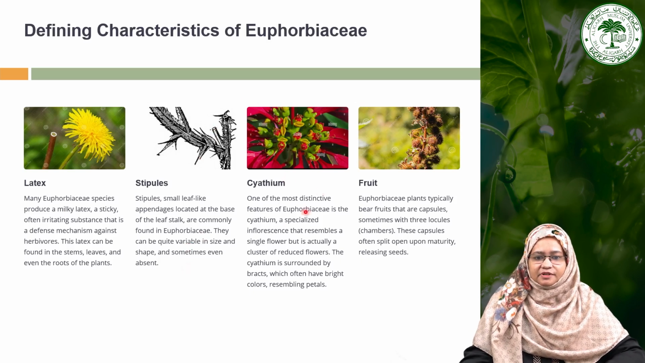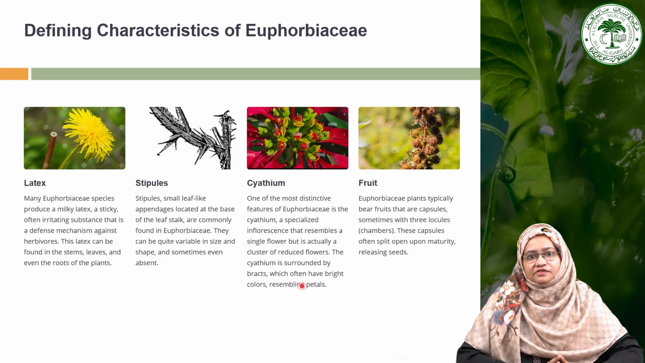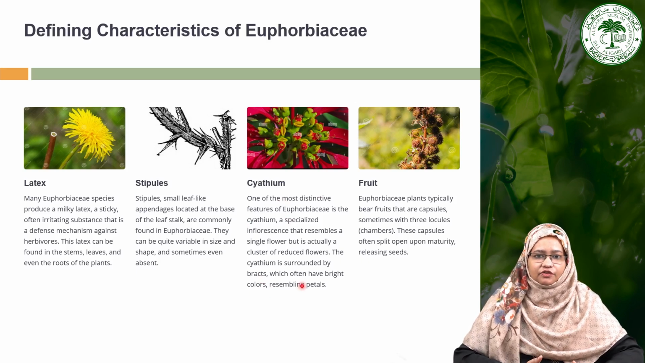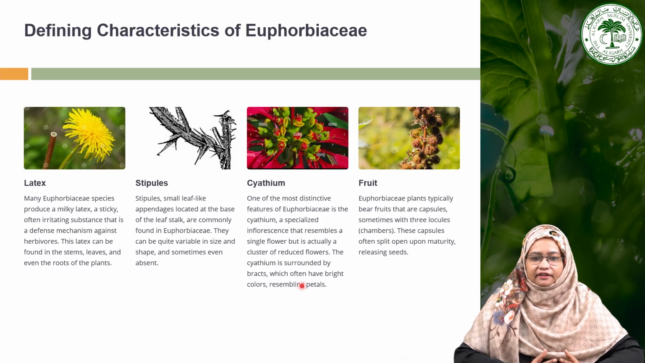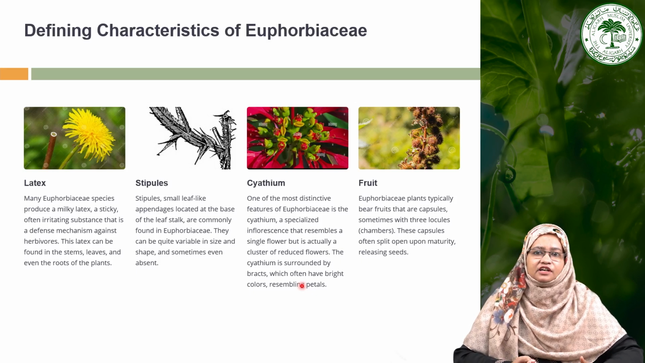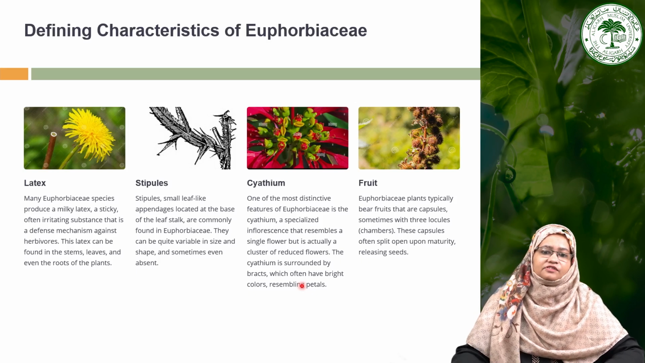Then the presence of cythium inflorescence, especially in the genus Euphorbia, is quite interesting, and cythium is a modified form of cyme, as we have discussed earlier. This is also one of the defining characters of the family Euphorbiaceae, as we have studied that the cythium is a modified cyme in which a single female flower is surrounded by many male flowers in a cup-like structure formed by the bract. The bract also has a nectary.